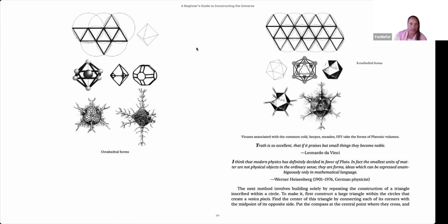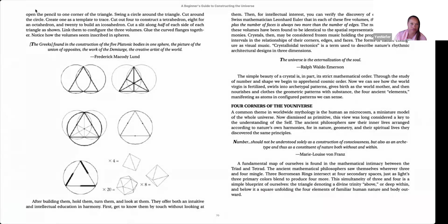method, but let's just look at some of these images. So we have octahedral forms in nature and icosahedral forms. Wow. So he goes over another method. We're not going to read that.